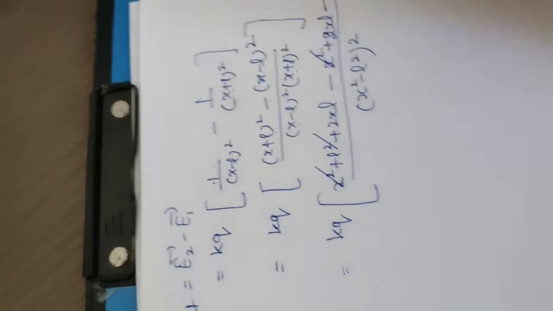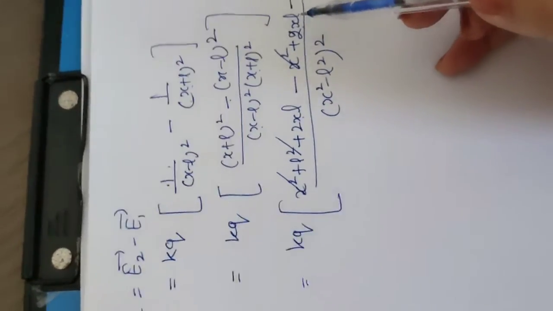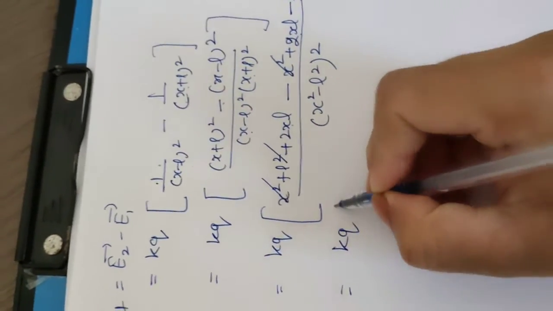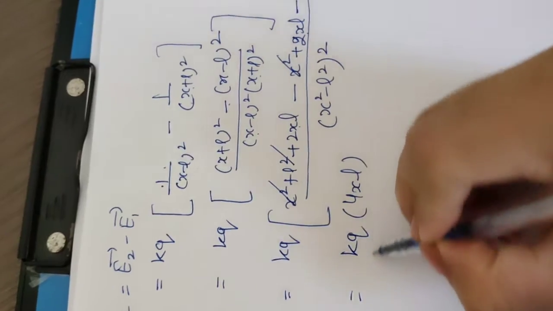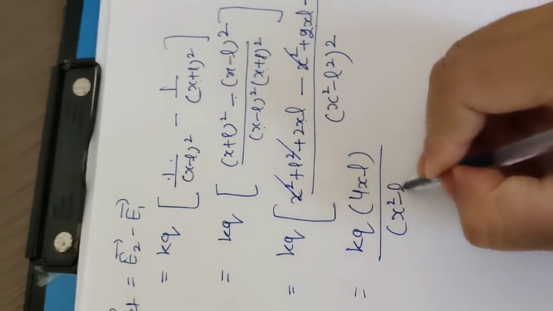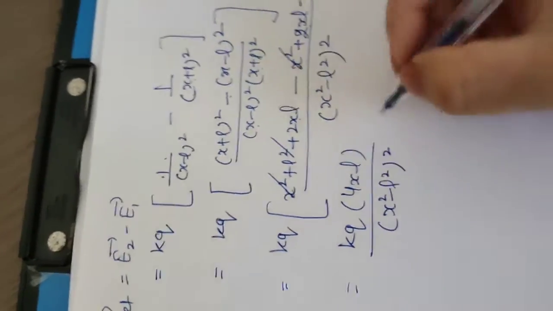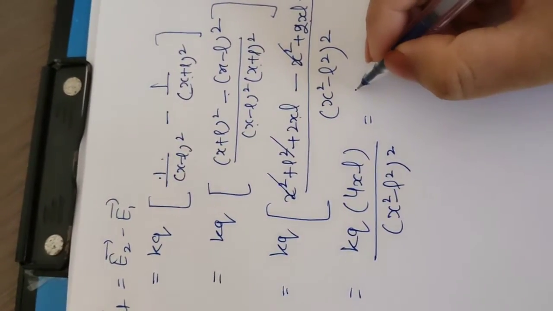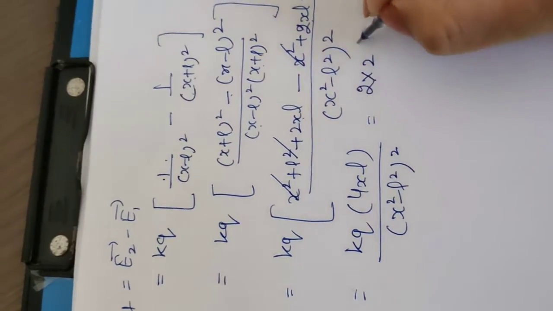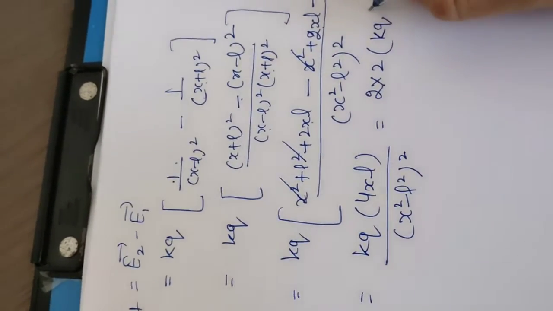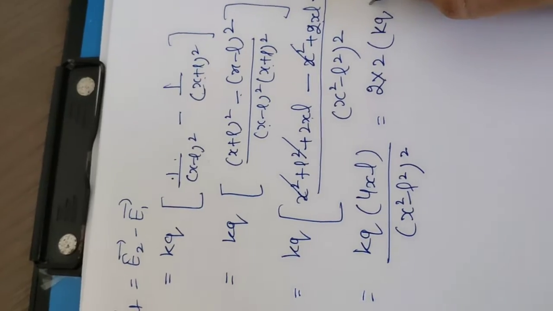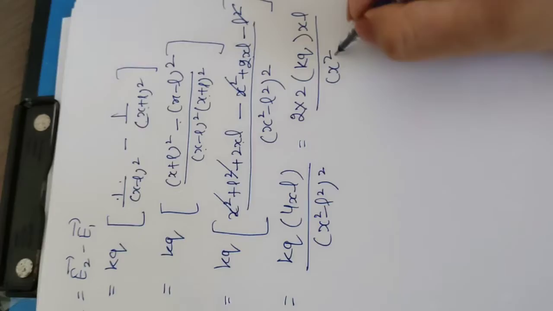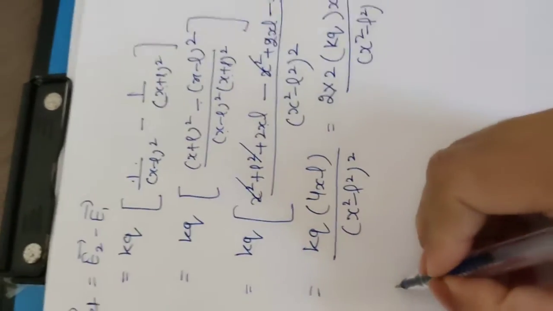These two terms will cancel out. 2xl plus 2xl will become 4xl. Upon x square minus l square whole square. Now this can also be written as 4 can be split as 2 into 2, k into q and x into l, and in the denominator we have x square minus l square whole square.